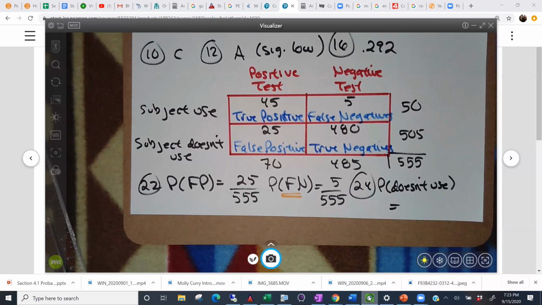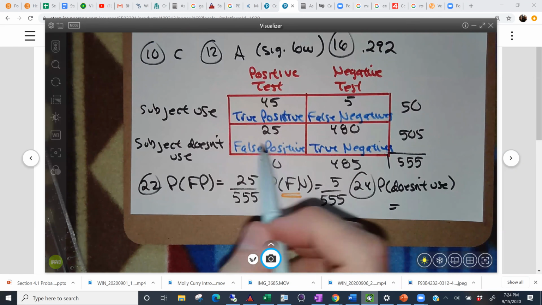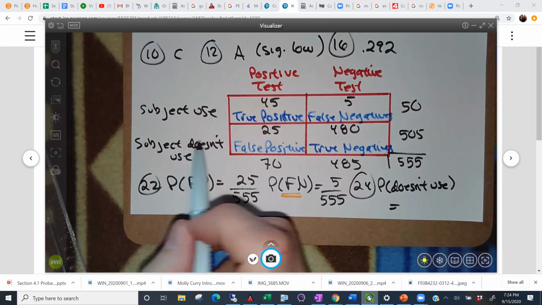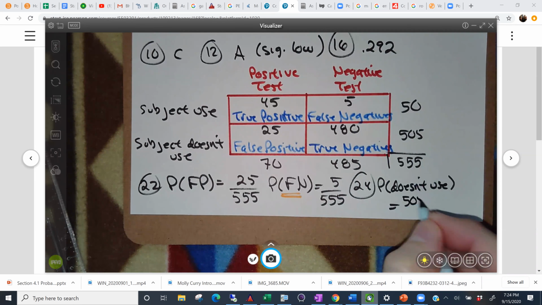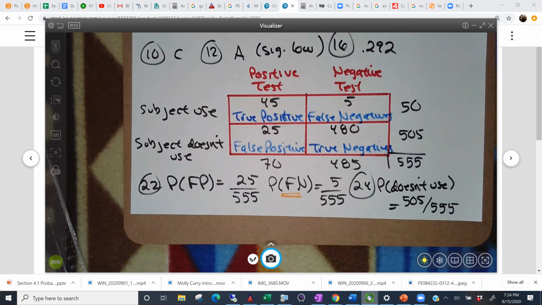Nice. Now notice what's different about this one. Instead of looking at one of the individual cells, we had to look at the entire total. There's 505 people out of this survey that don't use drugs. So 505 out of 555. So I'm guessing around 90% there, but that's the right numbers. So are we okay with those two calculations? Yep. Thank you.